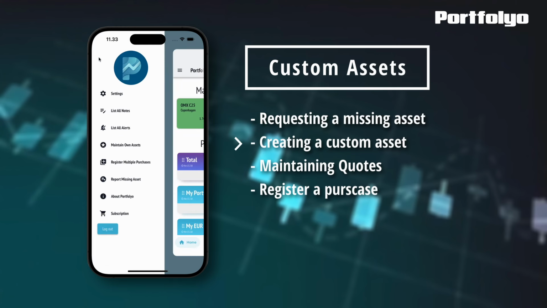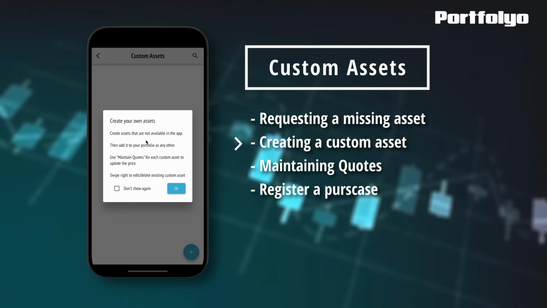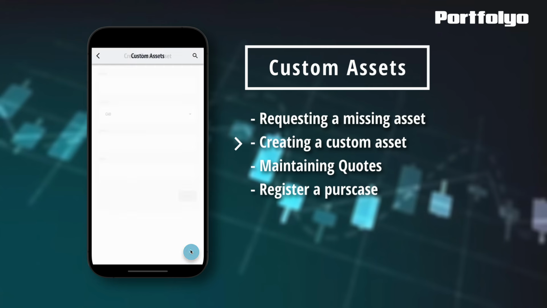Navigate to the menu and select Maintain Own Asset. First, a brief description of the function. Now, I can create my first asset by clicking the plus icon. I fill in the name and select the currency for the asset valuation. It's optional to provide a symbol, but it can make searching easier. It's also possible to enter an ISIN number, which I'll skip. Then, I save it. Now, my asset appears on the list of custom assets.